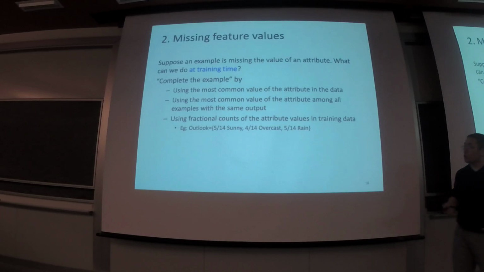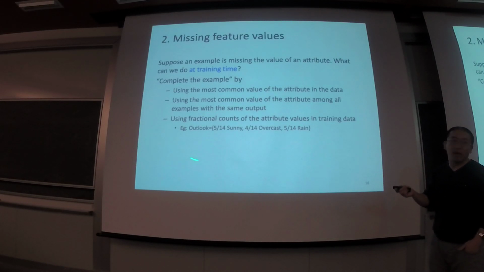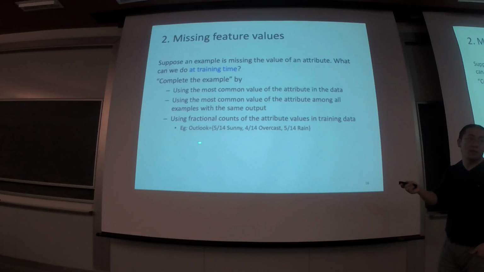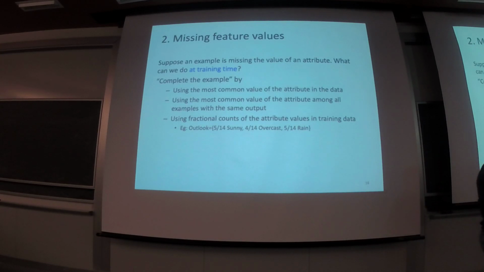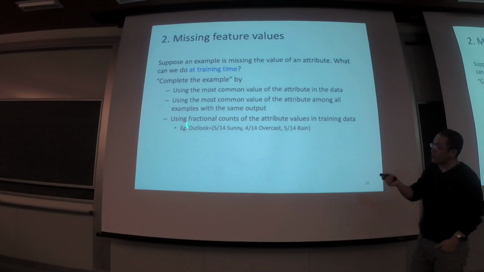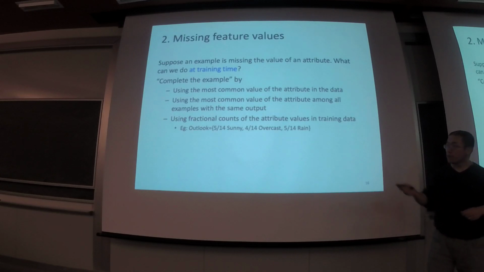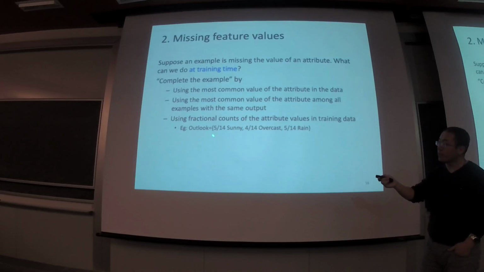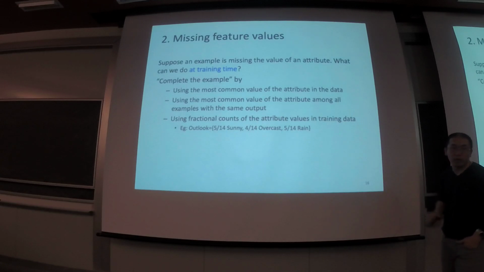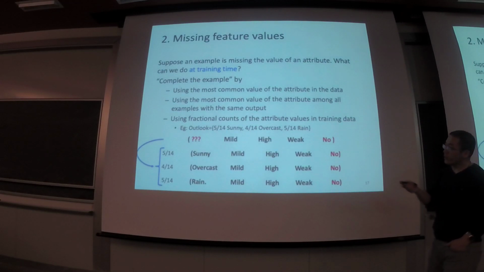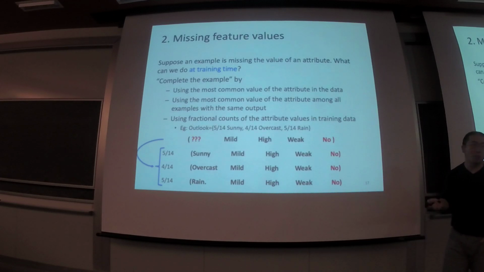What is fraction count? We just look at all the examples without this particular feature outlook missing. Then it turns out, okay, we have 14 examples, and 5 examples have their outlook feature as sunny, 4 overcast, and 5 rain. Then we just create a fraction count for each particular feature value that can be taken, 5 over 14, 4 over 14, and 5 over 14. And then we duplicate this missing or incomplete example by 3 fractional examples.